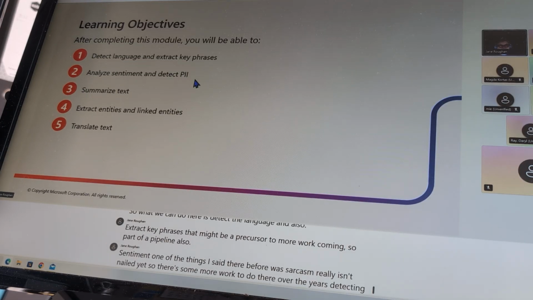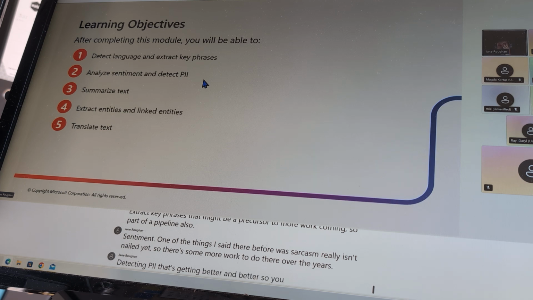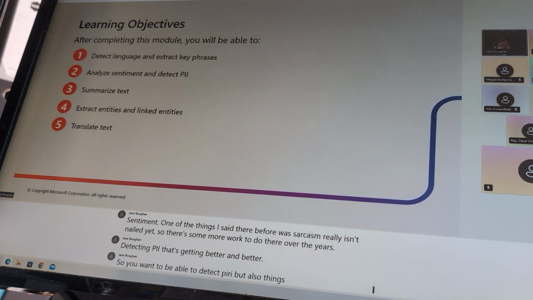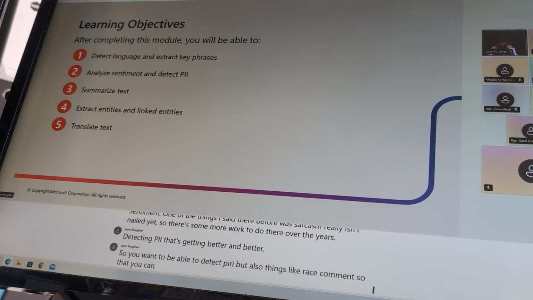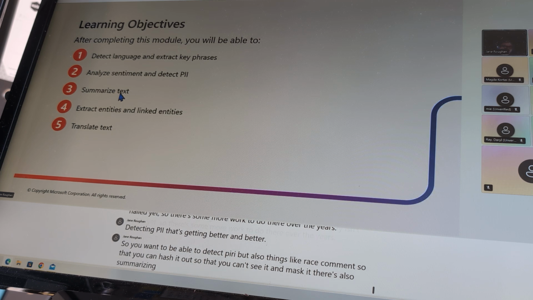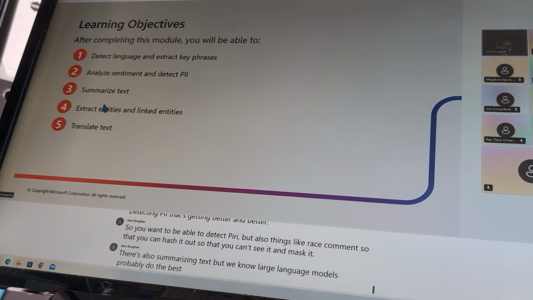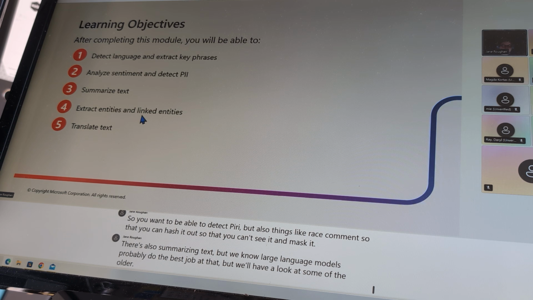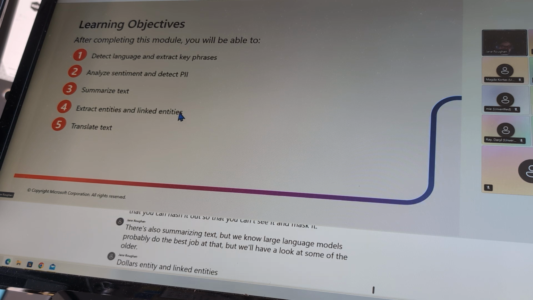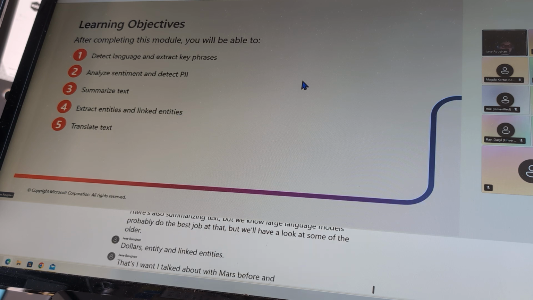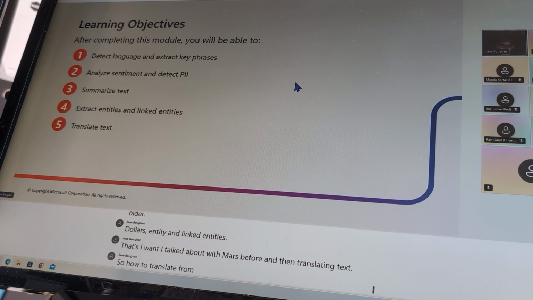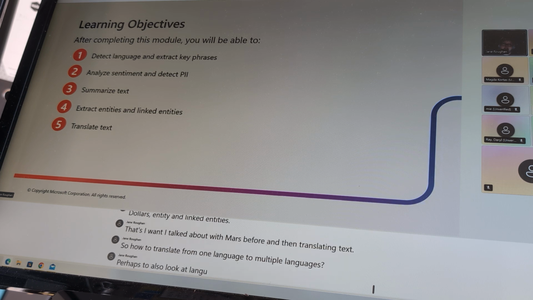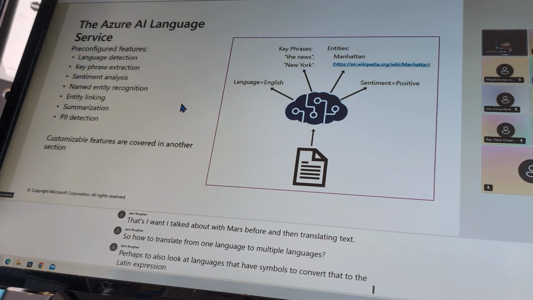Detecting PII, that's getting better and better, so you want to be able to detect PII, but also things like racist comments so that you can hash it out so that you can't see it and mask it. There's also summarising text, but we know large language models probably do the best job at that, but we'll have a look at some of the older AIs. Entity and linked entities, that's the one I talked about with Mars before. And then translating text, so how to translate from one language to multiple languages, perhaps, and also look at languages that have symbols, to convert that to the Latin expression. So lots of good stuff.